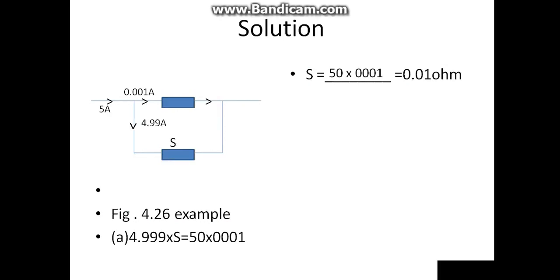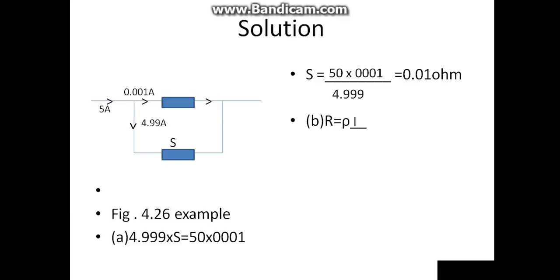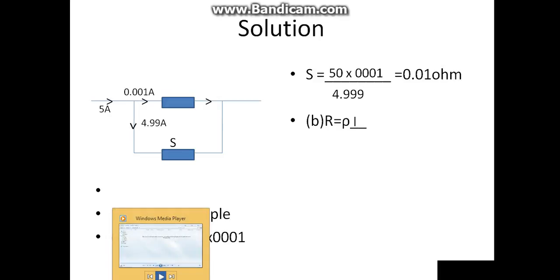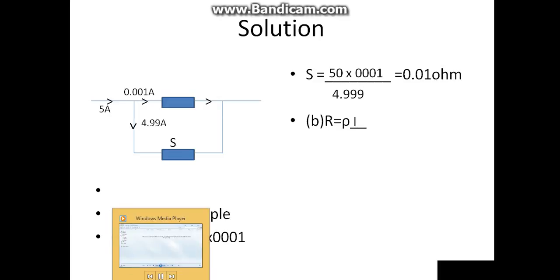Example 4. An electric heating element made from nichrome wire of cross-sectional area 0.5 mm squared has a resistance length of wire required if the resistivity of the nichrome is 5.5.